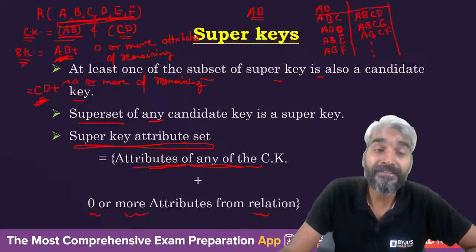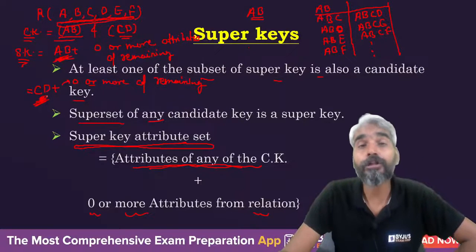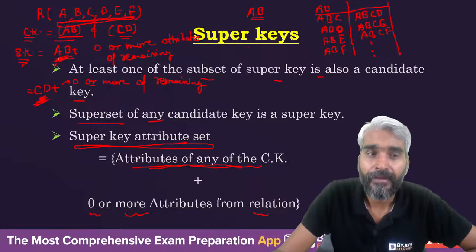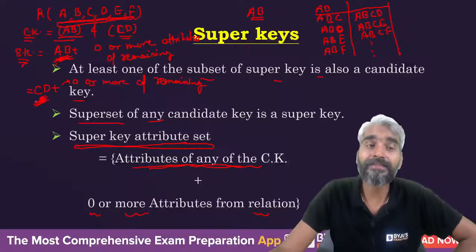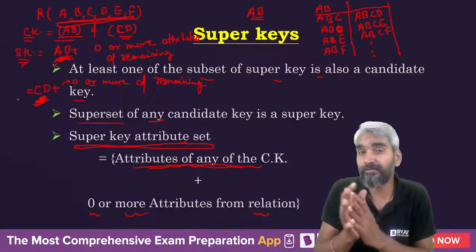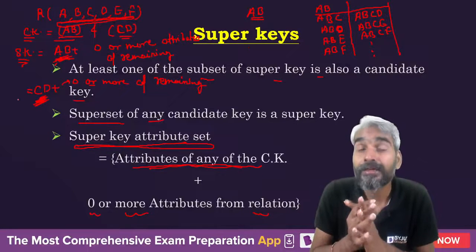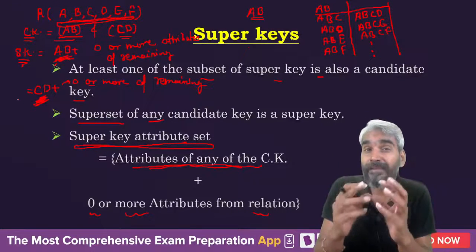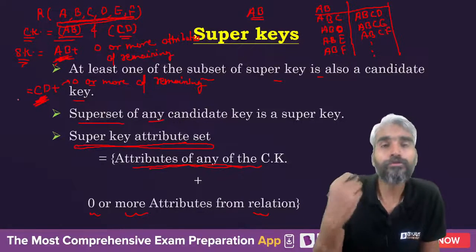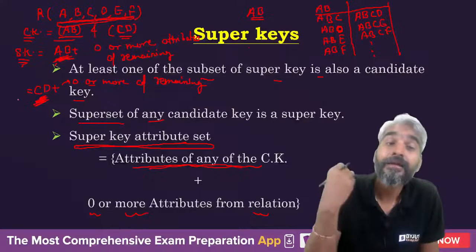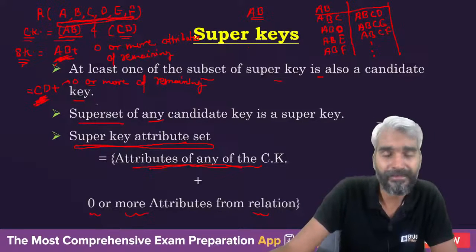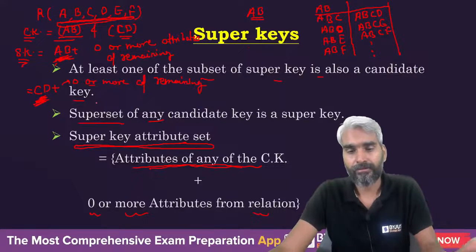Similarly, any superset of CD will also be a super key. You need to understand there will be some supersets of AB which will also include CD, and some supersets of CD which will also include AB. So when you are counting the number of super keys, you should not count the same key twice. Got the idea? So at least one of the subsets of a super key is also a candidate key. Okay, so that's one thing.